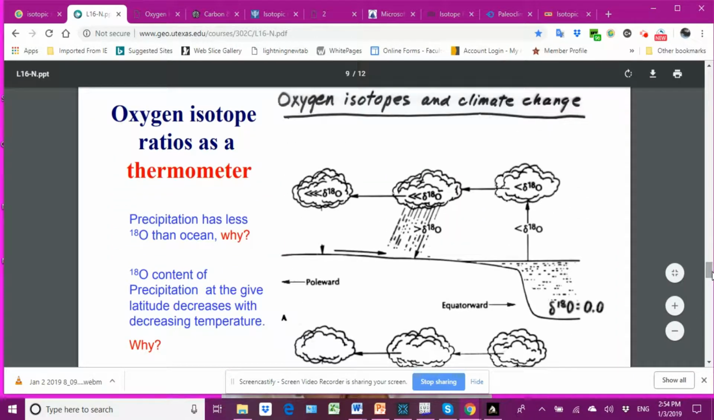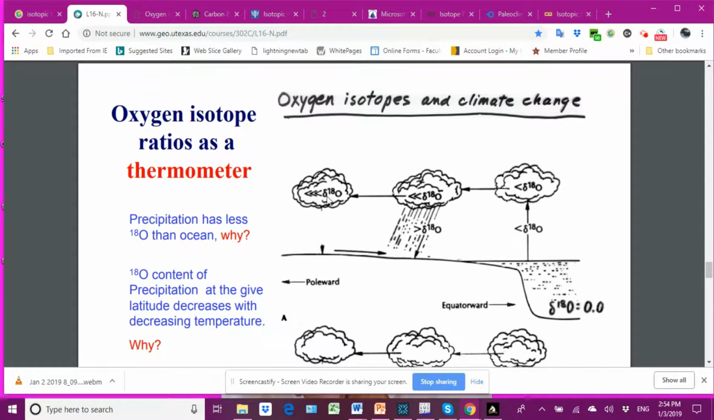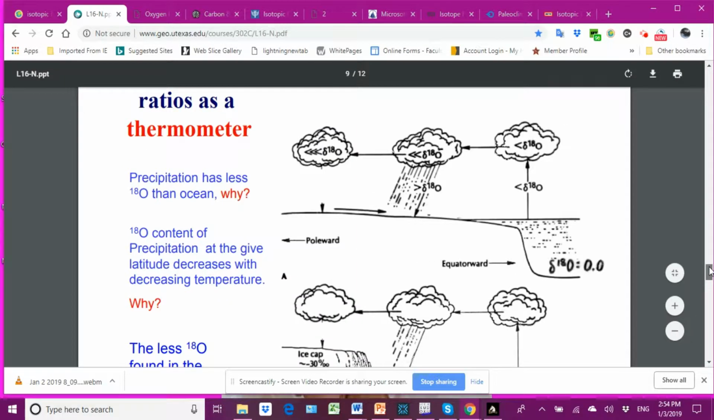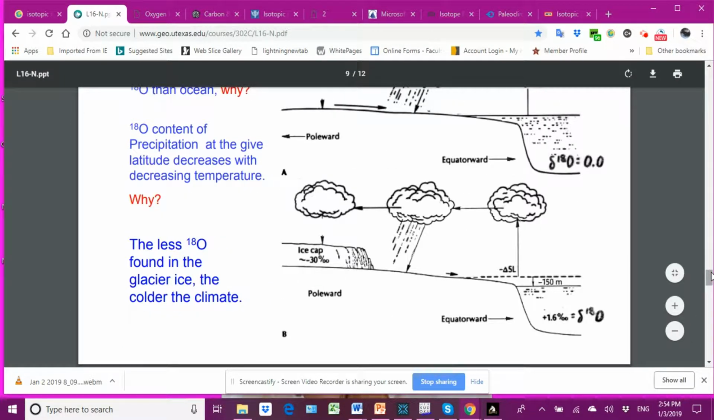Oxygen isotope ratios as a thermometer. Up here, we just saw the really negative values like -30, -55. So this is saying that the del 18O at the poles is really, really less than the del 18O at the mid latitudes, which is really less than the del 18O at the equatorial regions. So the 18 oxygen content of precipitation at a given latitude decreases with decreasing temperature. Basically what's going on there. The less 18O found in the glacier ice, the colder the climate.